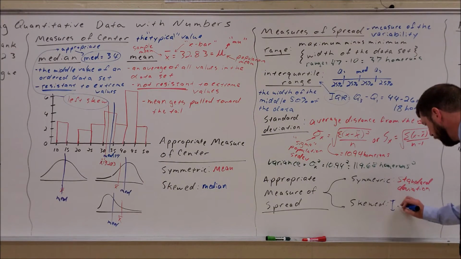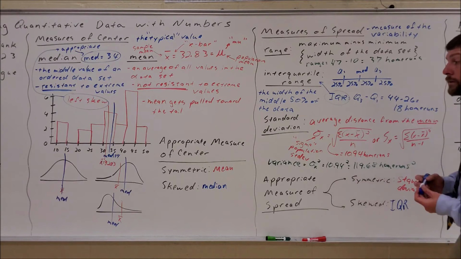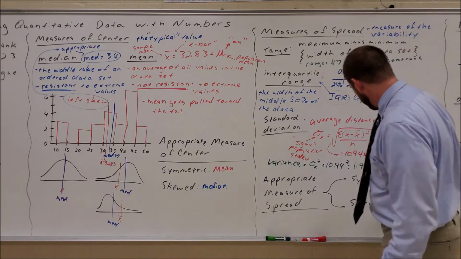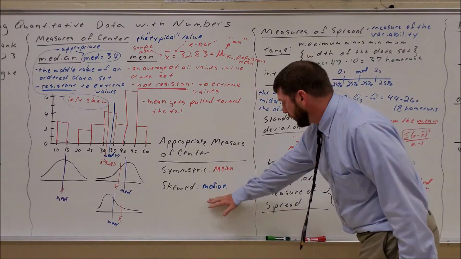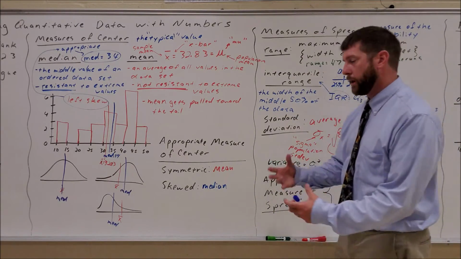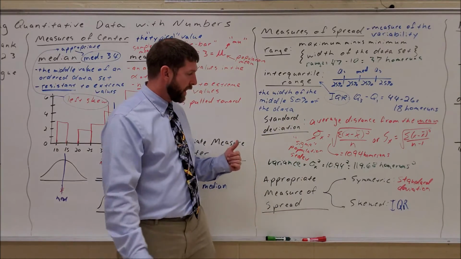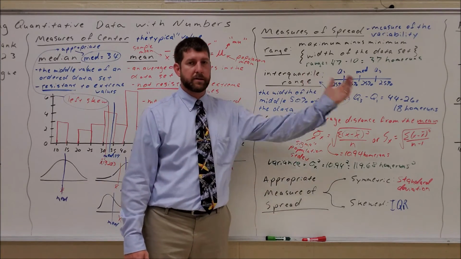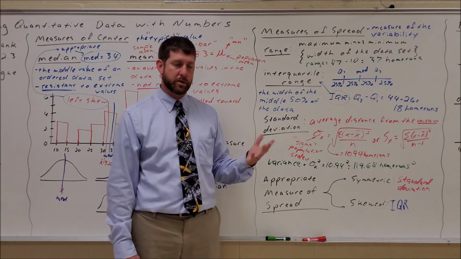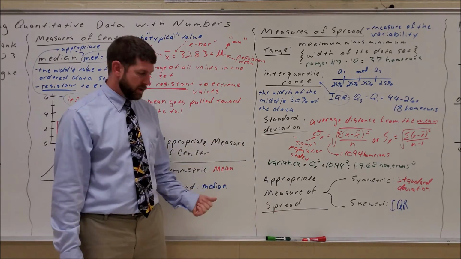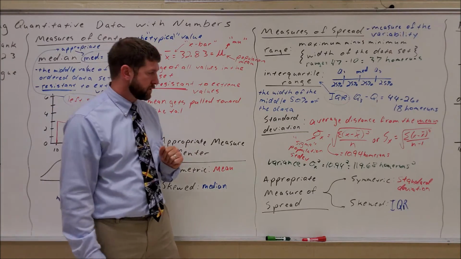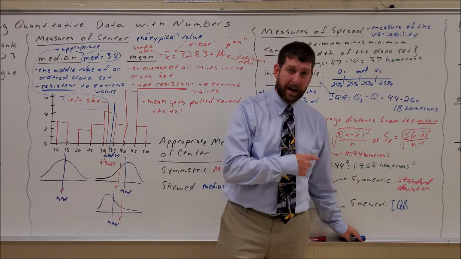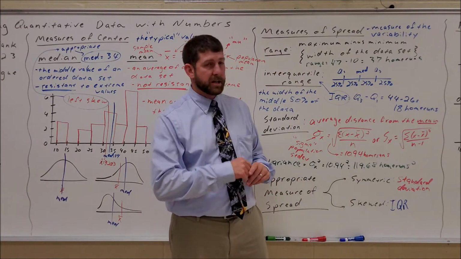So what we should hopefully start to recognize is mean and standard deviation are married by definition, and median and interquartile range are married by definition. So that means when mean is appropriate, standard deviation is appropriate, for a symmetric distribution. When median is appropriate, then interquartile range is appropriate. That's for a skewed distribution.